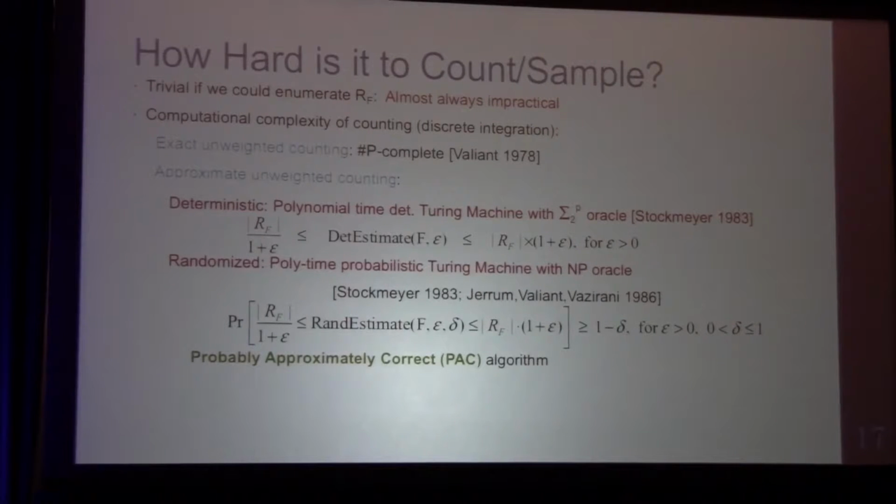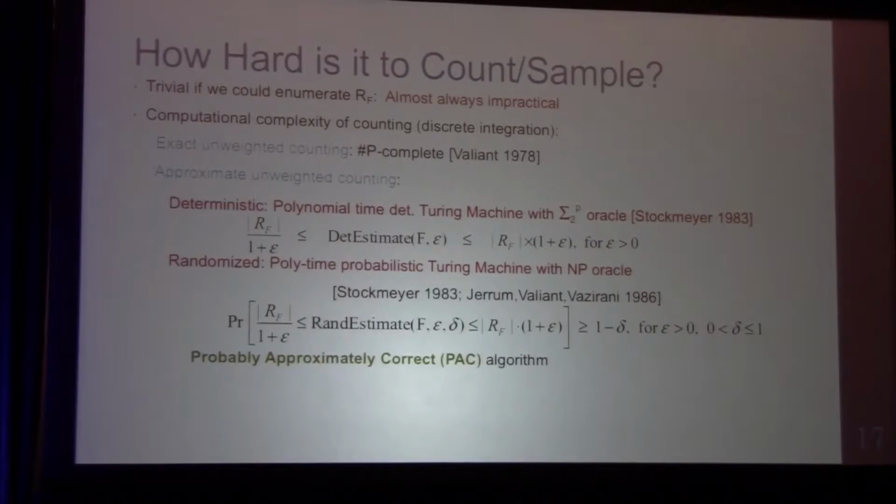So if you want to reduce epsilon and if you want to reduce delta, then you run it more times. And here, this polytime is polynomial in the size of f, 1 over epsilon, and log 1 over delta. So as epsilon and delta reduce, the running time increases. And this class of algorithms are also called probably approximately correct, PAC algorithms. And this is indeed a very useful class in practice.